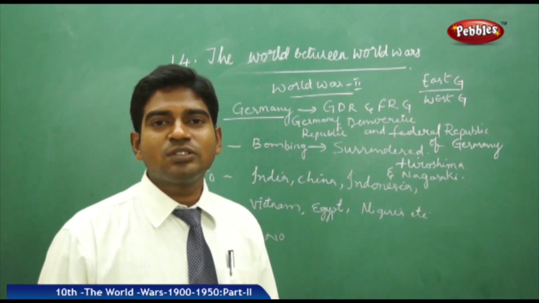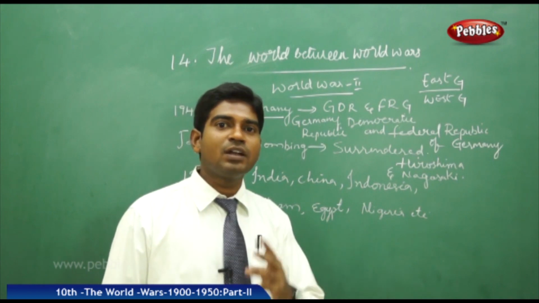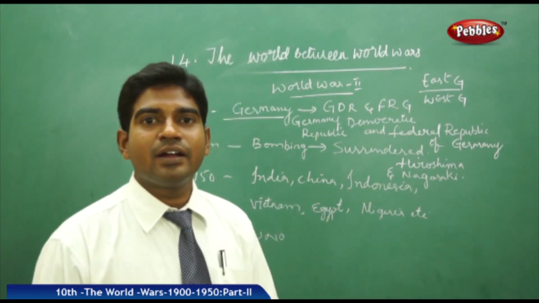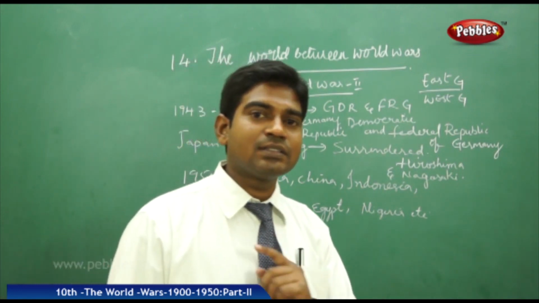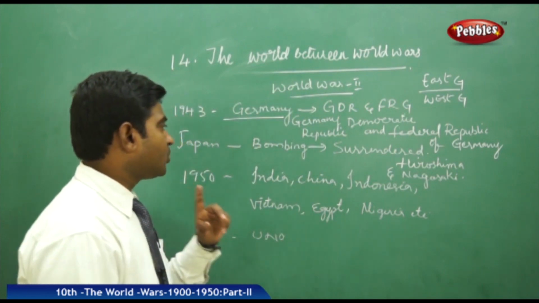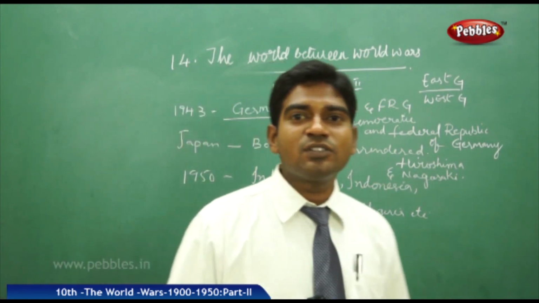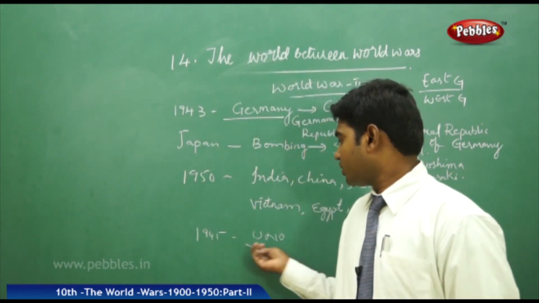So this was the condition at that time. The three major parties fighting the World War, Germany, Italy and Japan, had all surrendered. So the World War was completely coming to an end. Yes, literally the World War came to an end during 1945. One major development in 1945 was the establishment of UNO.